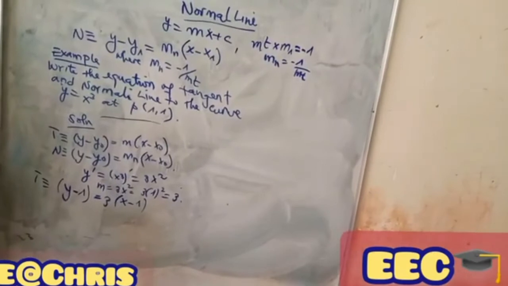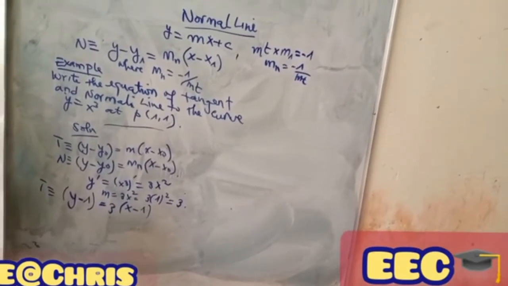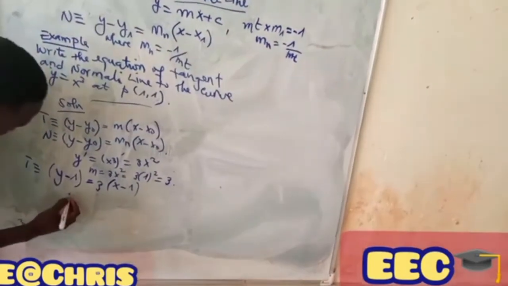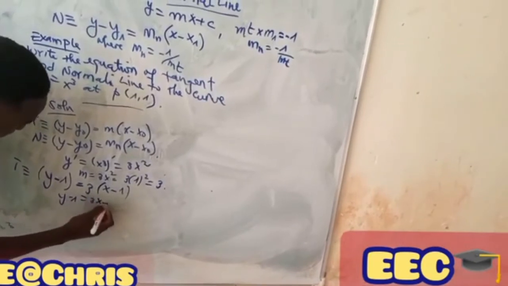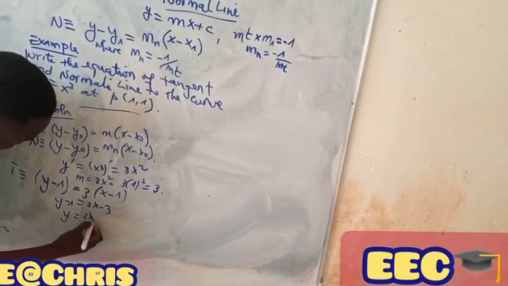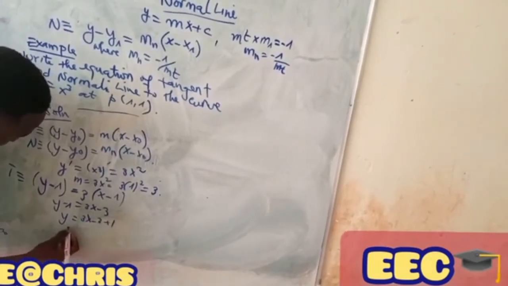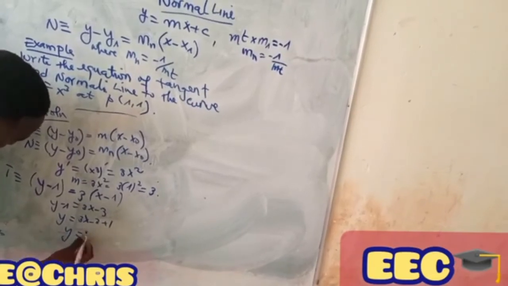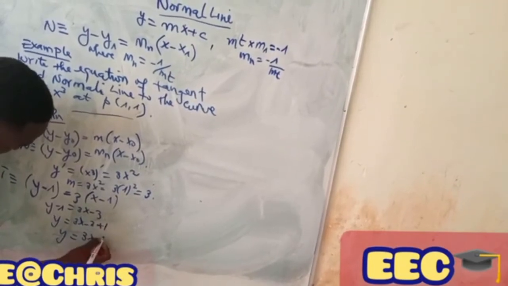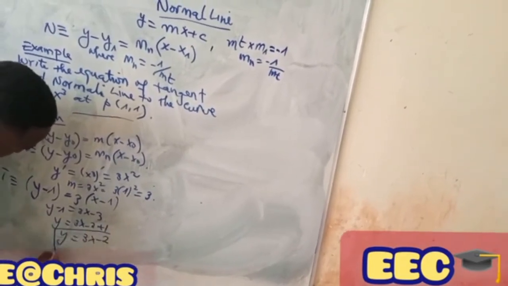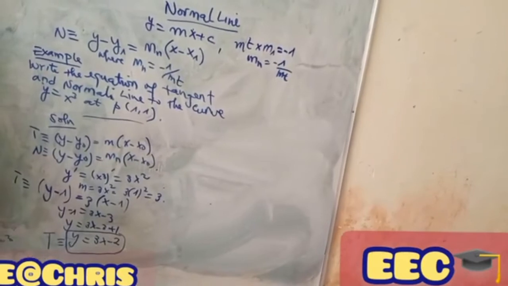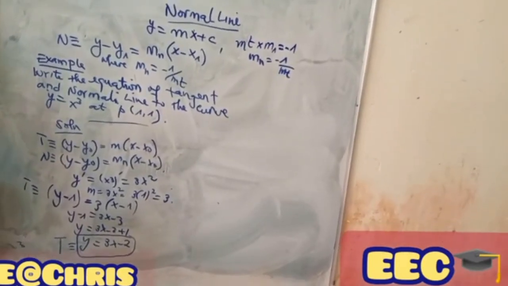This is the same as writing y minus 1 equals 3x minus 3, then y equals 3x minus 3 plus 1, then y equals 3x minus 2. This is our tangent. So let us see the normal line.